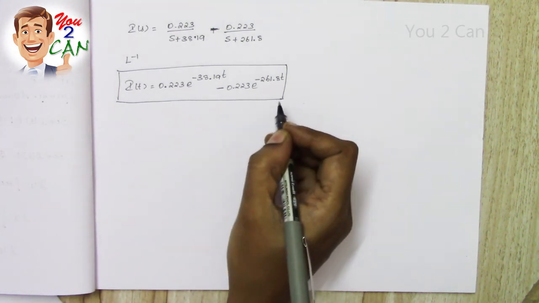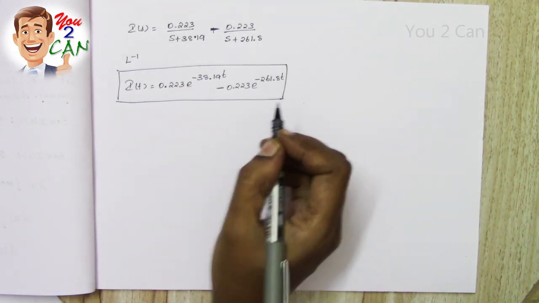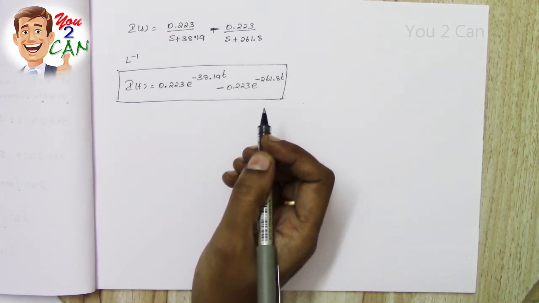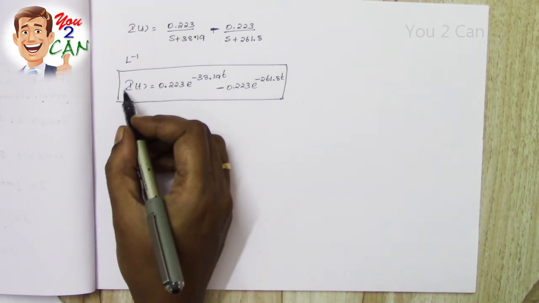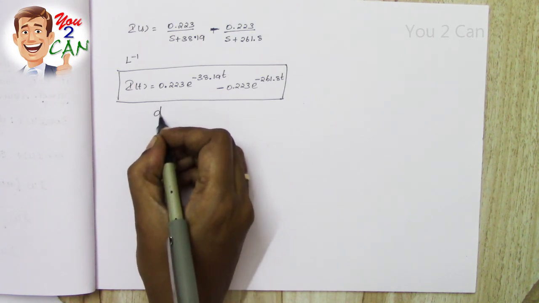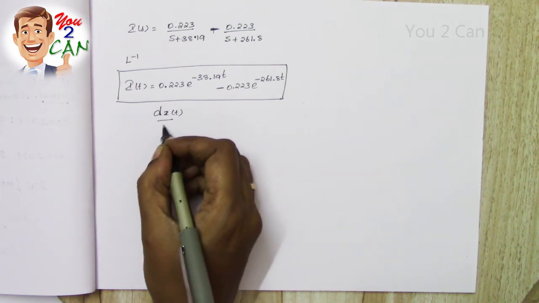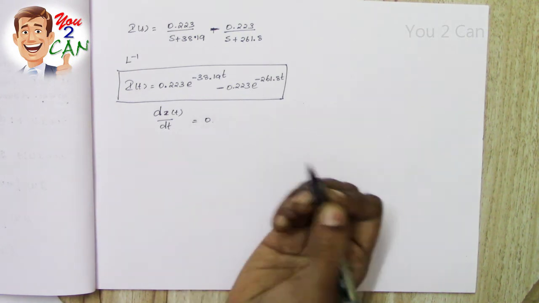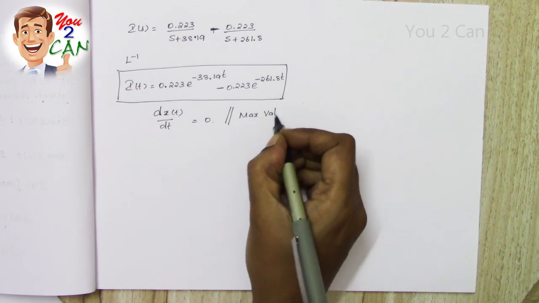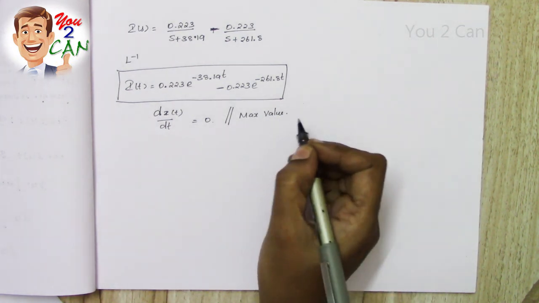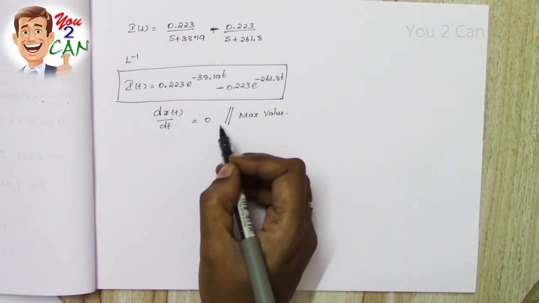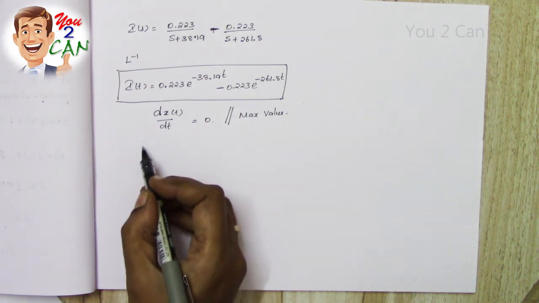But it is asked to find the maximum value of the transient current. For finding the maximum value, as you have seen in your maths or other subjects, you have to differentiate this equation with respect to time and equate it to 0. So differentiate di(t)/dt and equate it to 0. We get the maximum value for anything. To find the maximum value of any quantity, you have to differentiate that equation and equate it to 0.